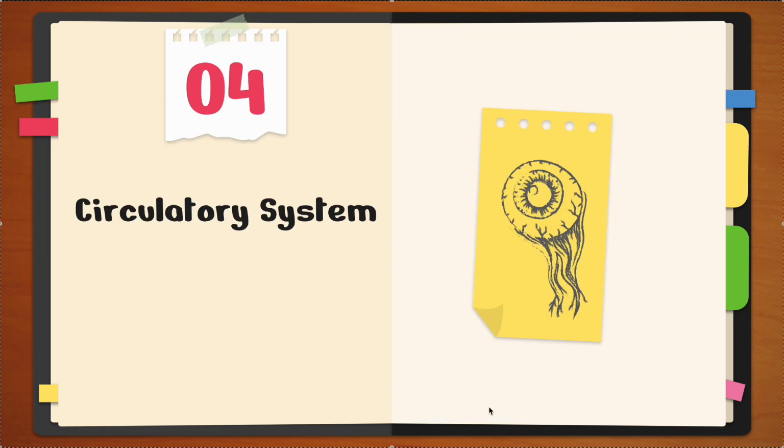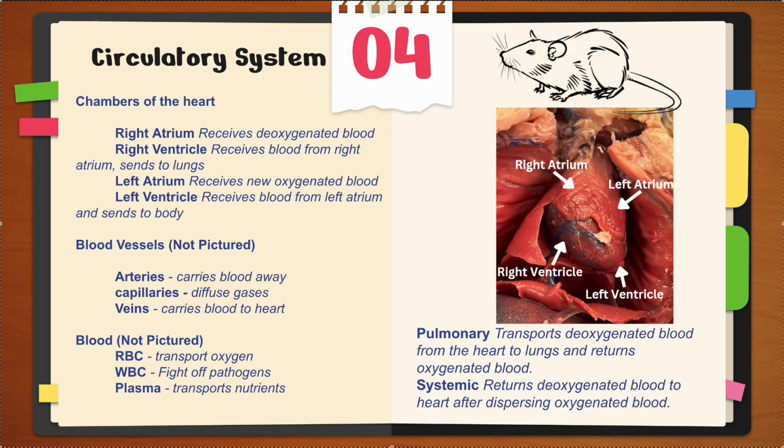Next up, we have the circulatory system. First off, we're going to look at the chambers of the heart. This will also indicate how the blood flows through the body. Starting off, we have the right atrium. This receives deoxygenated blood from the body. Then we have the right ventricle. This pumps the deoxygenated blood to the lungs for oxygenation.